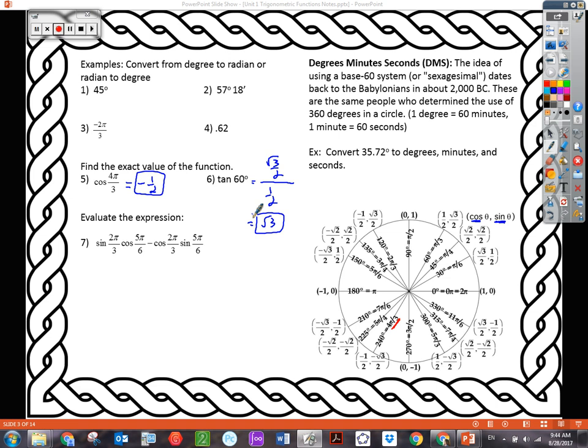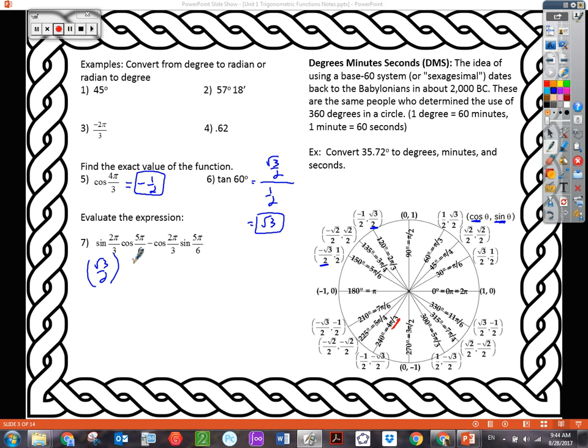All right, this number 7, basically, we're just doing multiple things of what we did in 5 and 6. We're just going to find all those unit circle values, and we're going to do arithmetic, combine like terms and such. So we want sine of 2 pi over 3. So here's 2 pi over 3. Sine is the y coordinate, so that is root 3 over 2. Then we want cosine of 5 pi over 6. So 5 pi over 6 is right here. Cosine is the x coordinate.